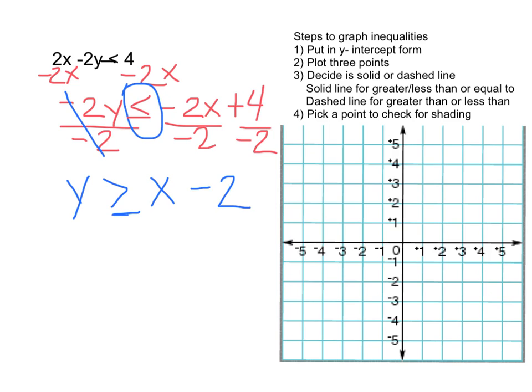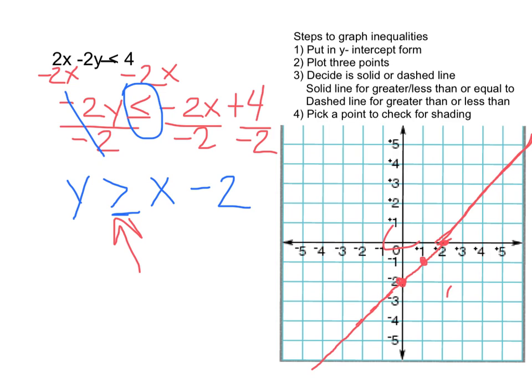So now, because I divided everything through by a negative, the signs change, and this becomes a very easy equation to solve. I'm going to go ahead and put a point on the y-intercept, which is negative 2. My slope is 1. I rise 1, run 1, rise 1, run 1. Now, because it is greater than or equal to, it's no longer a dashed line, but it is a solid line. Now that I have this solid line, I need to decide if I'm going to shade on the top part or the bottom.